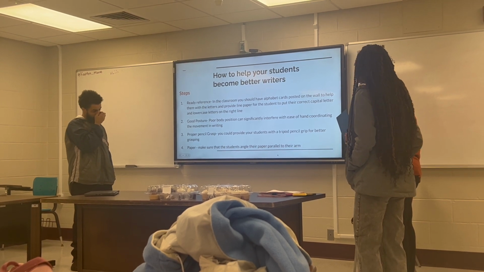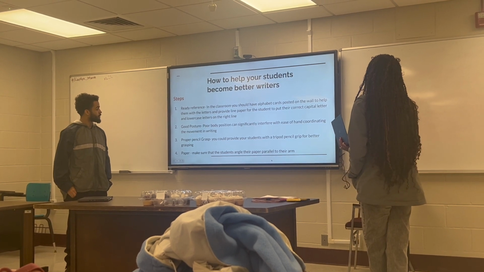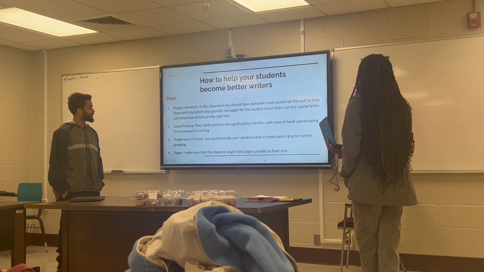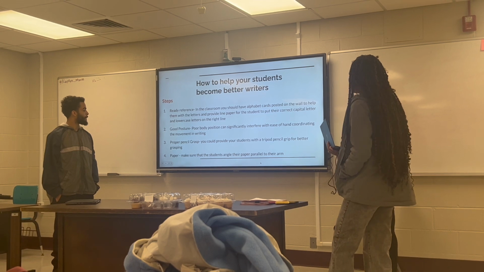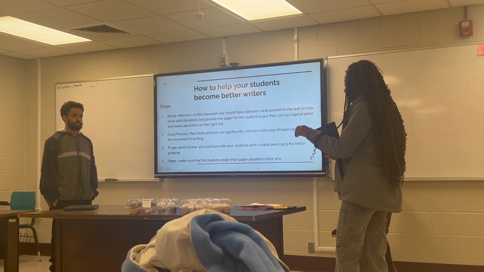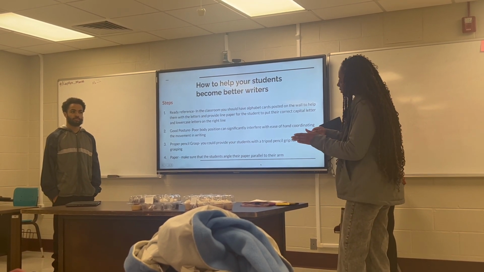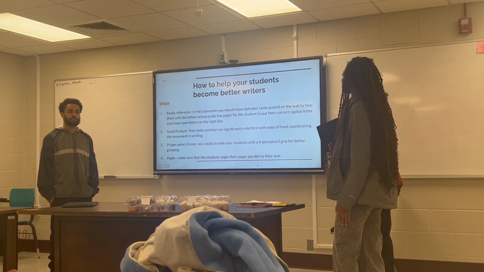Then you have step two, the posture. Poor body posture can significantly interfere with the ease of hand coordination and movement in writing. I know I have bad posture sometimes, so with me, I like to sit up straight and put the paper down. Because if you slouch, sometimes your handwriting will slouch with you.